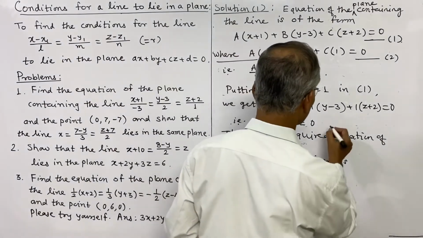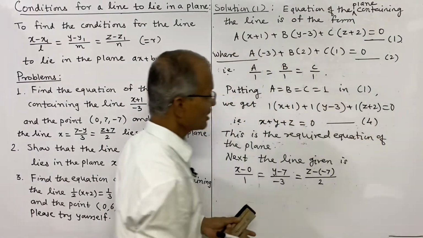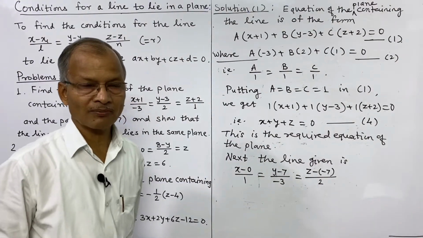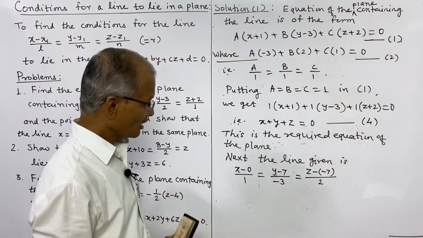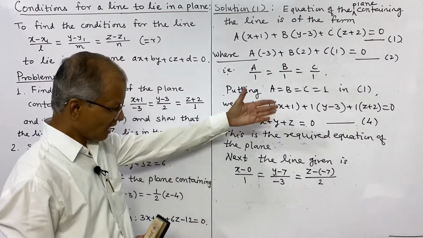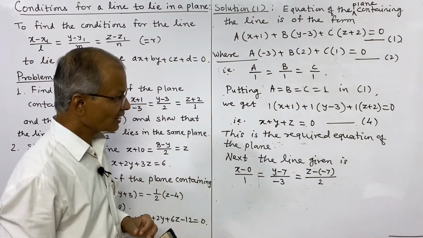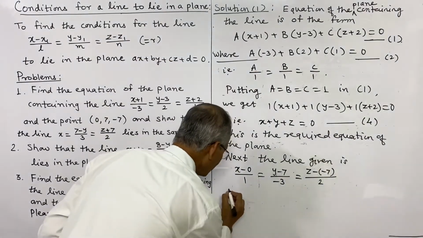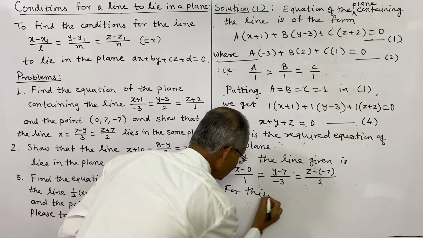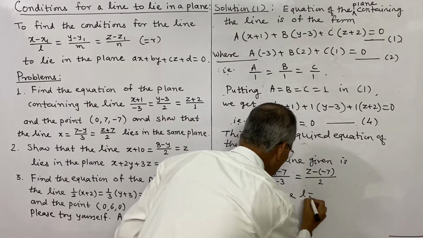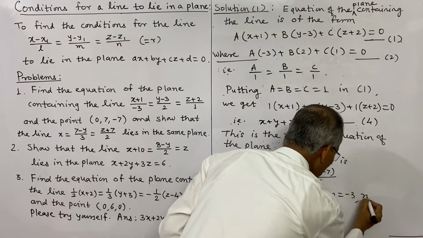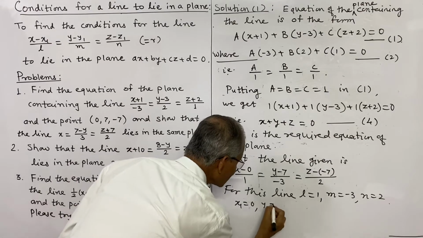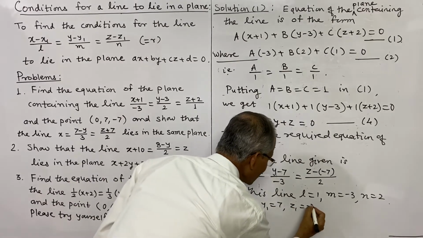Suppose this equation is equation 4. The third equation was written earlier, and this line lies in the plane. What is the condition? There are two conditions for a line to lie in the given plane. First we have AL plus BM plus CN is equal to 0. Then for this line, L is 1, M is minus 3 and N is 2. And the point: X1 is 0, Y1 is 7 and Z1 is minus 7.